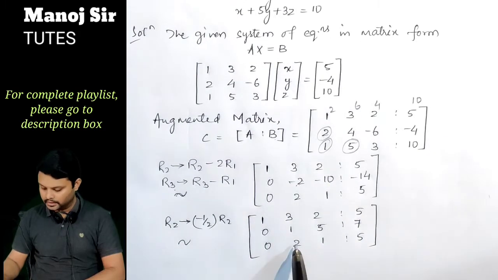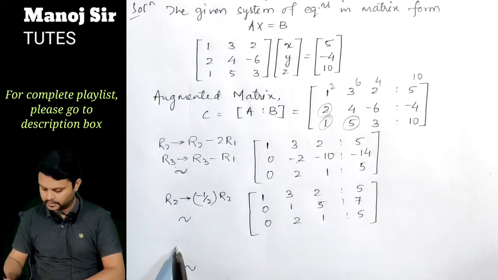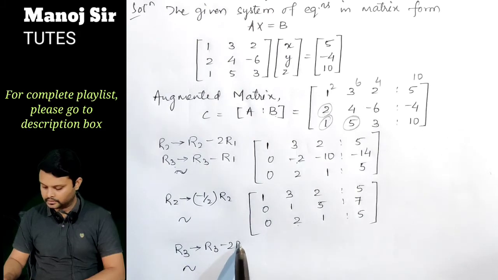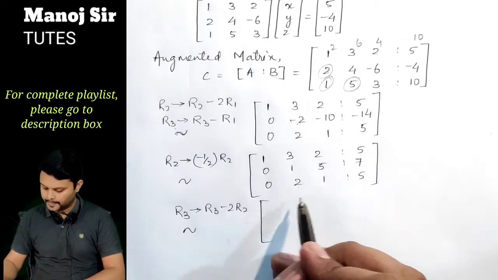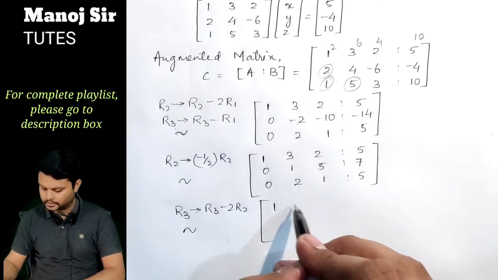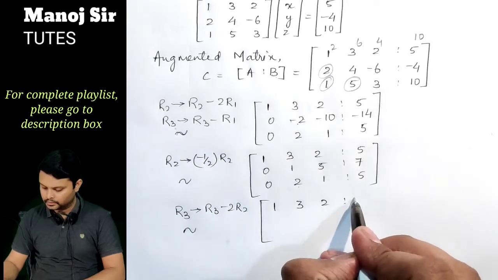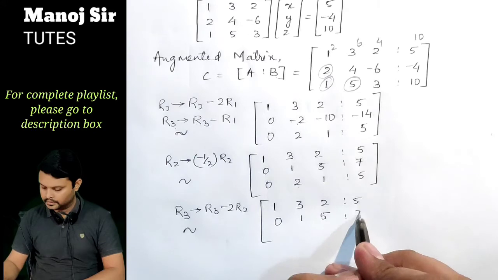Now we have to make this element 0. So we will multiply 2 in the second row, then we will operate R3 minus R2. So here we have R3 tends to R3 minus twice of R2. There are no changes in the first and the second row, so simply write as it is. That is 1, 3, 2, 5, 0, 1, 5, 7.